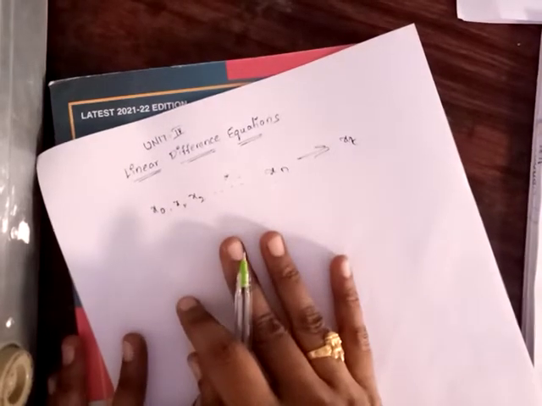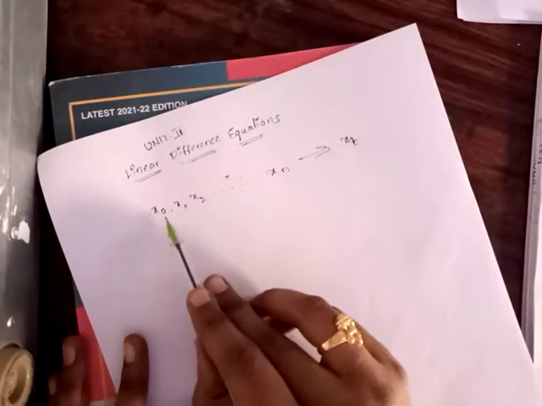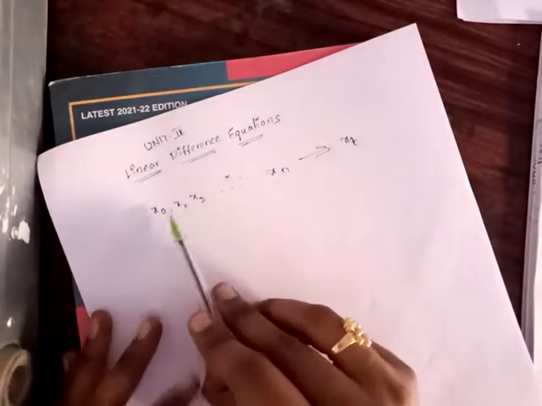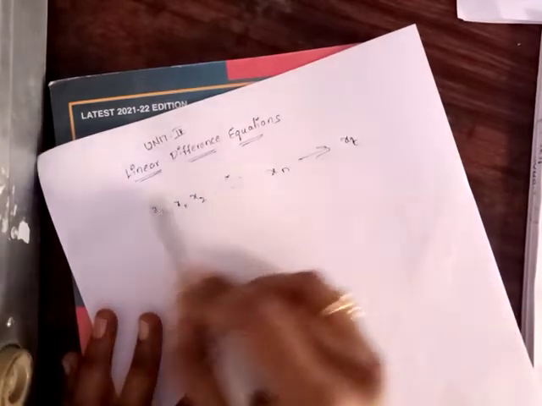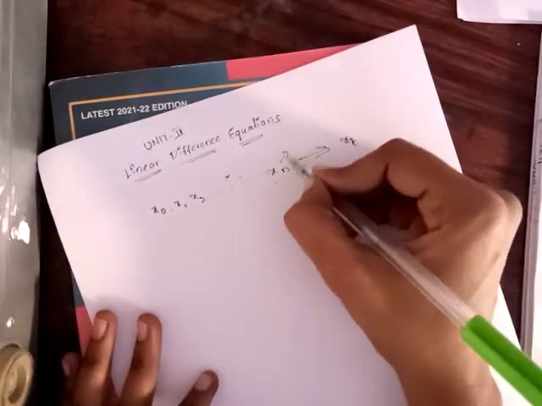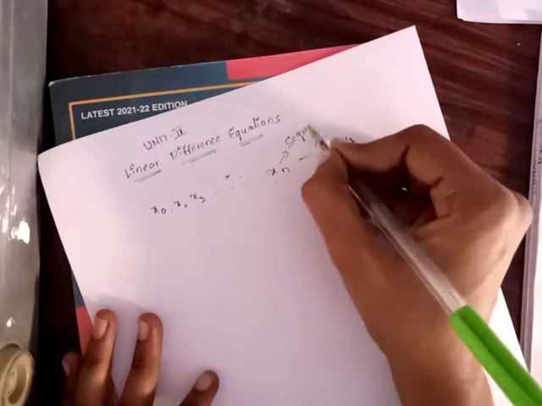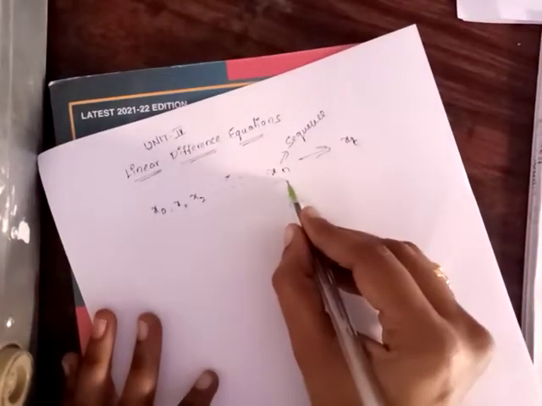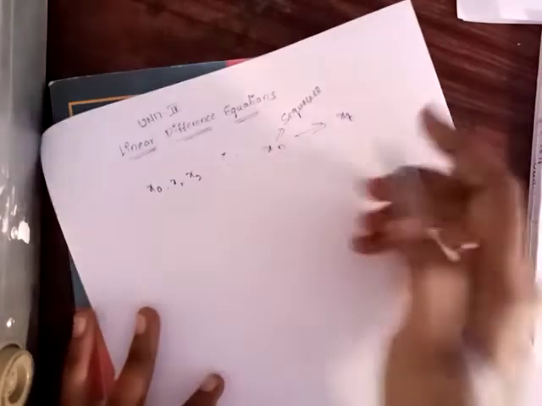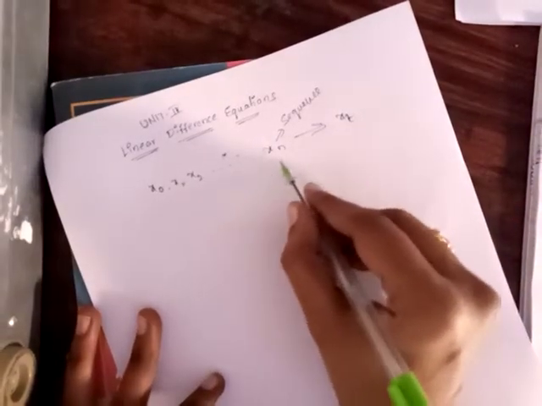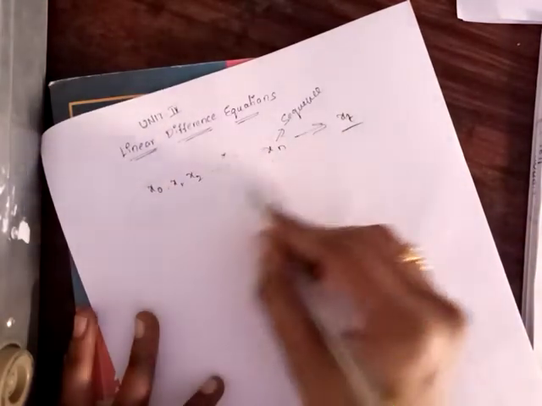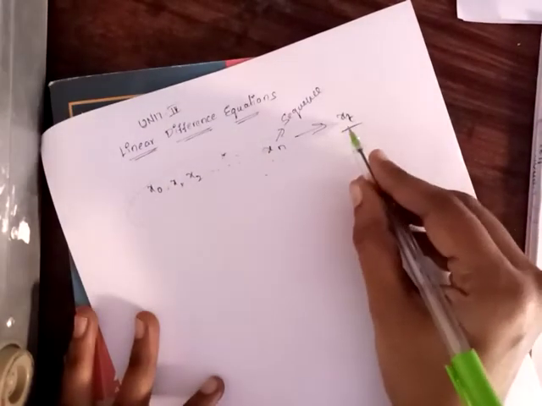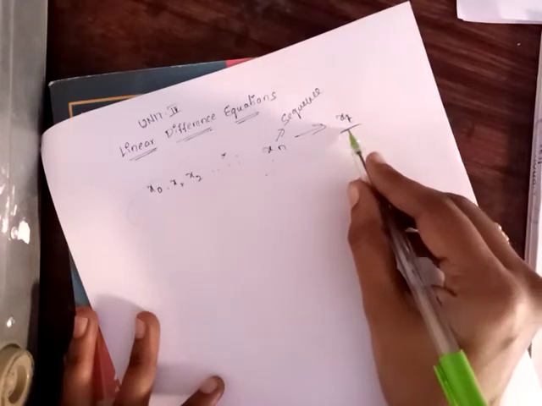In difference equations, consider some values x0, x1, x2, and so on up to xn. This is a sequence. Consider the sequence, taking values up to xn. Simply, we denote this sequence by xt.